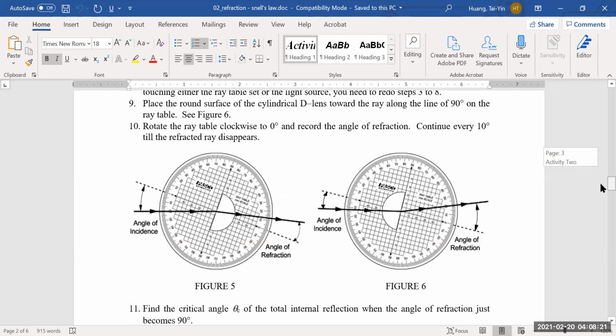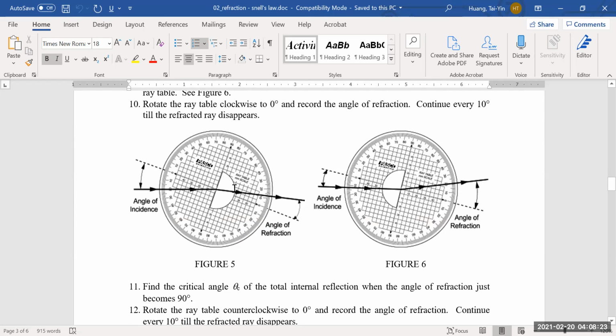So this is a scenario when you have the planar surface facing the light source. You're going to adjust the angle of incidence, and then measure the angle of refraction, and then just go by the numbers in the table, which I'm going to show later. This case is equivalent to a light ray going from air, the lower index of refraction, to a medium that has a higher index of refraction.